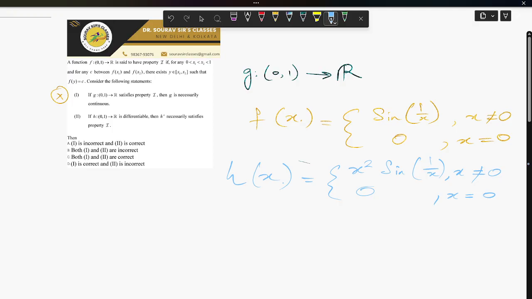Okay. So statement 1 is incorrect because a function satisfying the IVP is not necessarily continuous, and statement 2 is incorrect because the derivative of a differentiable function does not necessarily satisfy the IVP. So the correct answer will be option B, which is telling us that both 1 and 2 are incorrect. Okay. Hope you understood, guys.